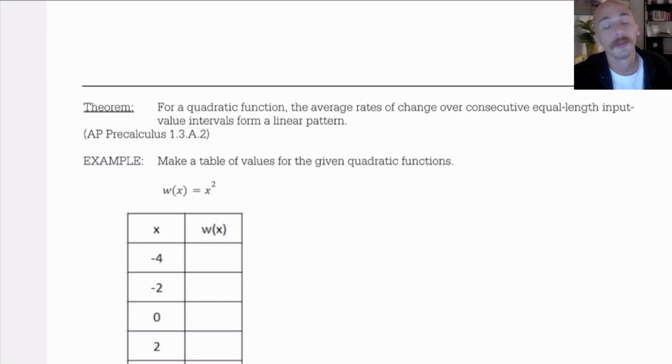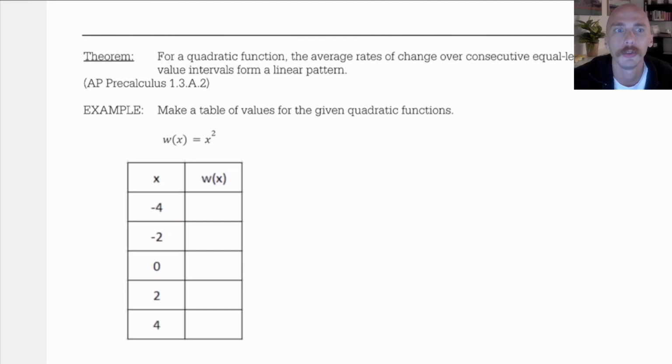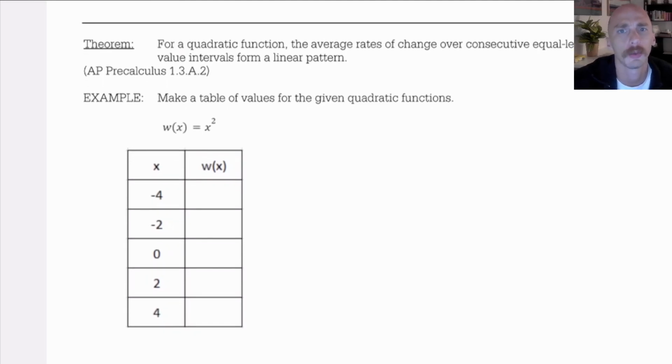With quadratic, you may have heard this before. In Texas, this is one of the standards that we have to hit in Algebra 1 and in Algebra 2. So if you're pre-cal and you're from Texas, you've heard this at least twice. But for a quadratic function, you might have heard that the second differences are constant. The way we're going to say this in AP pre-cal is that the average rates of change over consecutive equal length input value intervals form a linear pattern. Okay, so I'll show you what I mean here. We're going to make a table of values for this quadratic function w of x equals x squared.